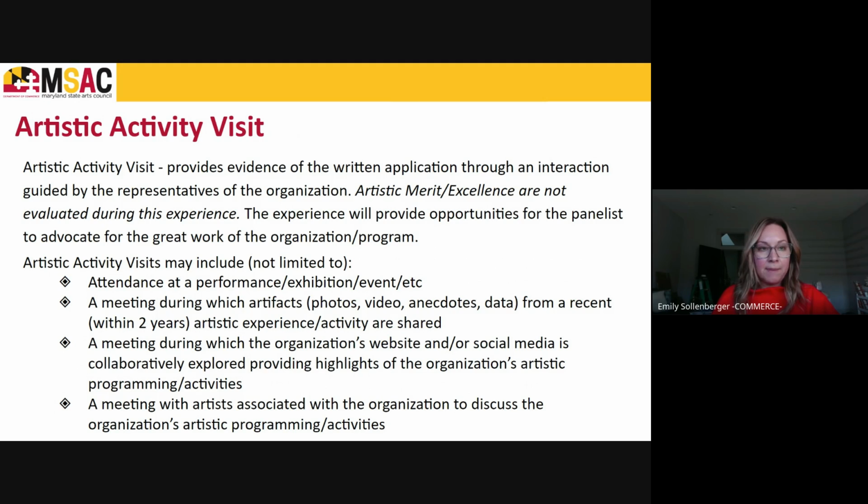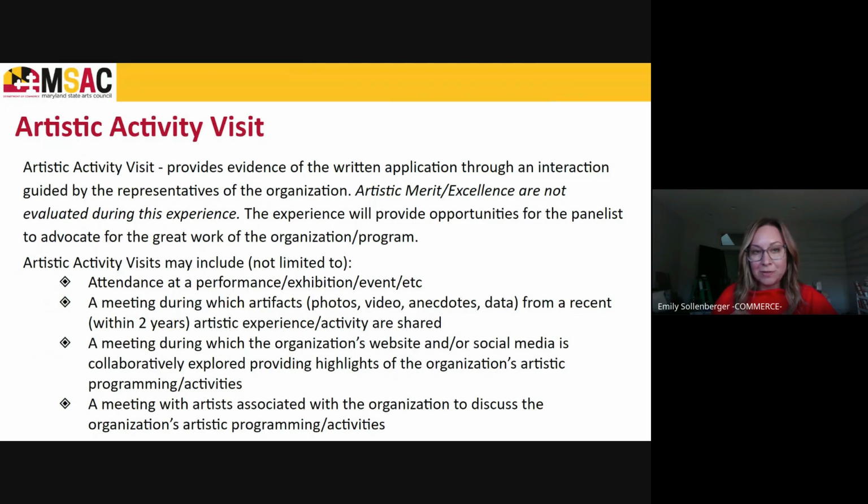So a little bit more detail about what these extension assignments look like and the goals here. The role of the artistic activity visit and that panelist is really for them to get evidence of the written application through an interaction guided by the representatives of an organization. It's important to note that they're really looking to experience programs and opportunities as if they were a member of the public. And it's really an opportunity for the panelists to advocate for the great work that you all are doing and to connect that work to your mission and to the written application.